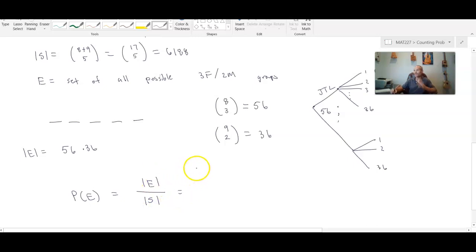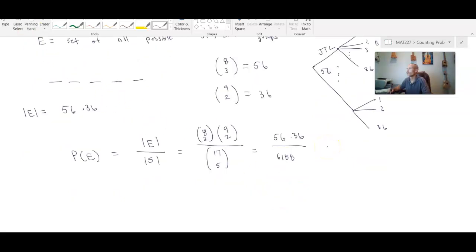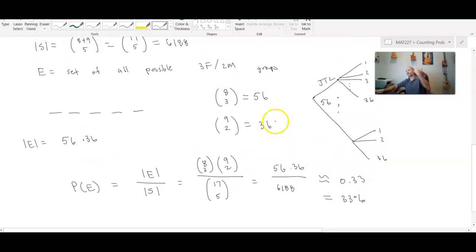The number of elements in E, just to write it as a formula involving these combinations, is 8 choose 3 times 9 choose 2, divided by 17 choose 5. And we know that this is going to be 56 times 36 over 6,188, about 33%.